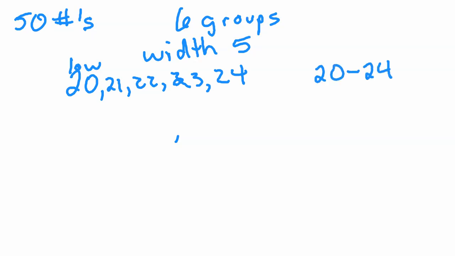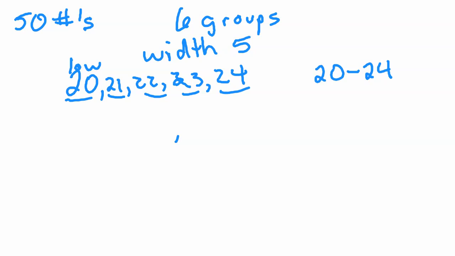Now that's misleading. A lot of people say it's 20 to 25. But no, if you count the numbers between 20 and 25, you're going to have 6 numbers. So that would make the width 6. But if you start from your low number, 20, and count so that there are 5 numbers in this group, you should see there are 5 numbers between 20 and 24, including the endpoints 20 and 24. So there's 1, 2, 3, 4, 5. That's what we mean by width 5. It includes 5 numbers, including your endpoints.